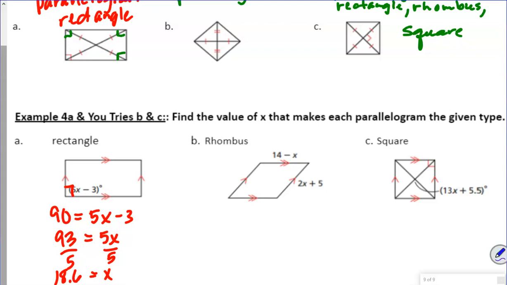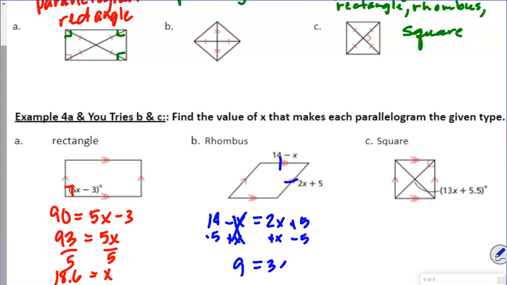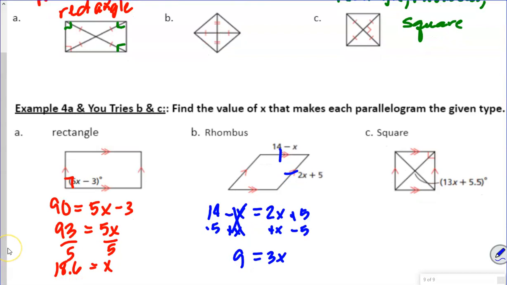So this next one says it's a rhombus, so that means these sides have to be congruent, right? So we're going to set these equal to each other. 14 minus x is equal to 2x plus 5. I'm going to add x to both sides, so that's now gone, and I'm going to subtract 5 from both sides. That's going to give me 9 is equal to 3x. So what would that be? X equals 3, right? Okay.